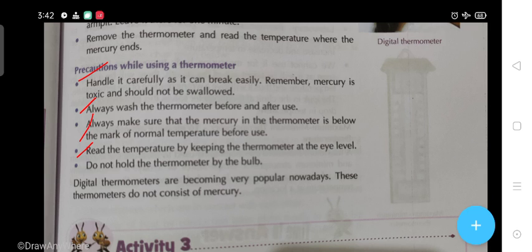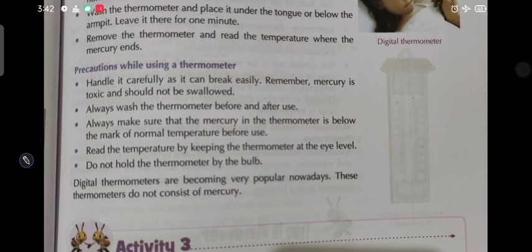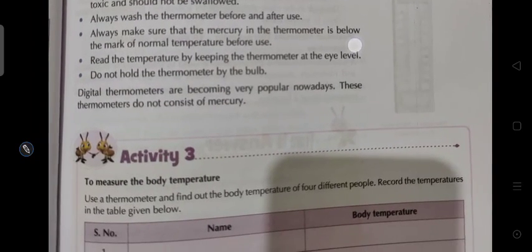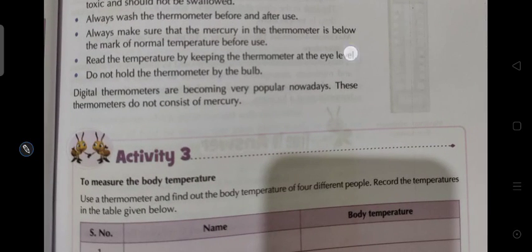Read the temperature by keeping the thermometer at the eye level. Eye level means straight, vertical. For example, this is your eyes, yes, like this. And do not hold the thermometer by the bulb. You do not touch the bulb while you are measuring the temperature.